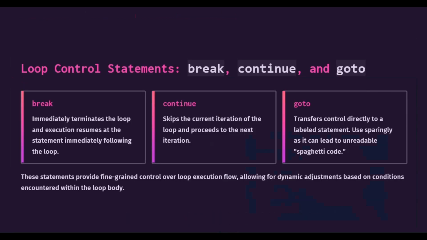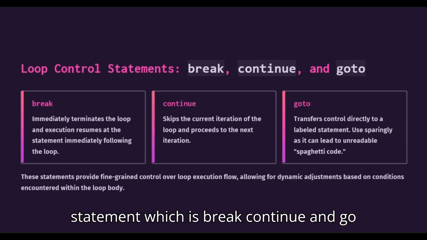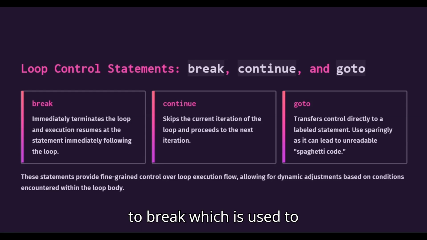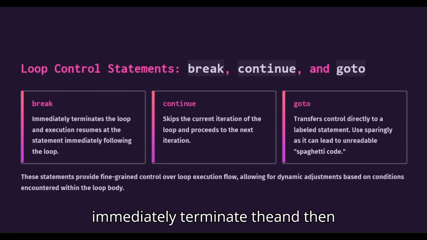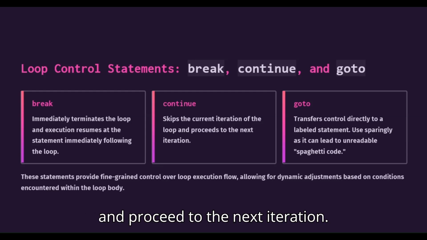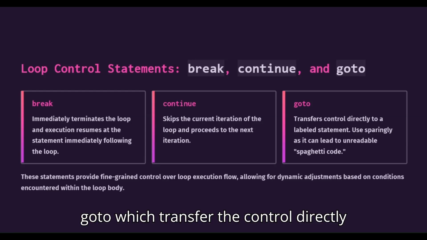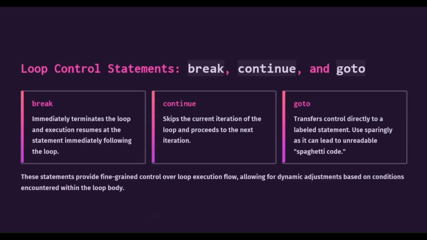And the next, loop control statements. The loop control statements are break, continue, and goto. Break is used to immediately terminate the loop, and continue skips the current iteration and proceeds to the next iteration. Goto transfers the control directly to a labeled statement.